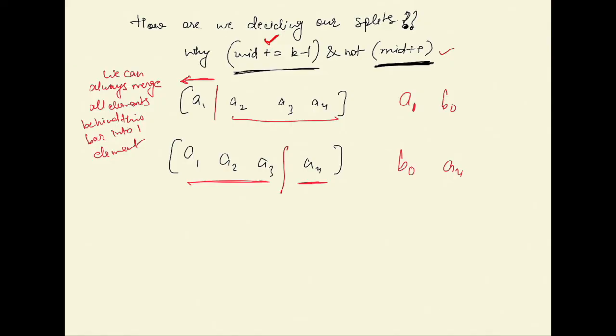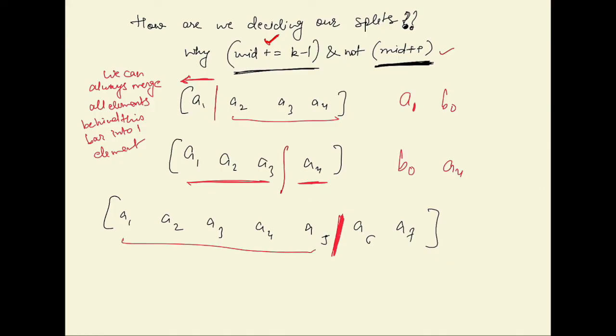We can keep it as it is, and let's say if we add more elements, a1, a2, a3, a4, a5, a6, a7, and let's say we split here, then again we know that we could merge these into a single element, let's say b0, and we can keep a6 and a7 as they are.